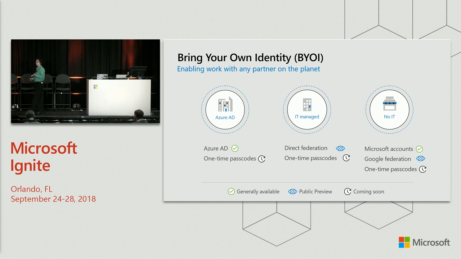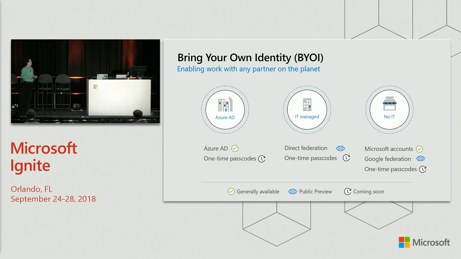For another kind of partner who might be IT managed but not using Azure Active Directory for some strange reason, we can still authenticate those users as well through either direct federation, where we can federate directly with a SAML or WS-Fed provider, or through one-time passcodes again, because one-time passcodes are going to become our fallback option for anyone who we can't directly federate with. We can still authenticate that they own that email address.